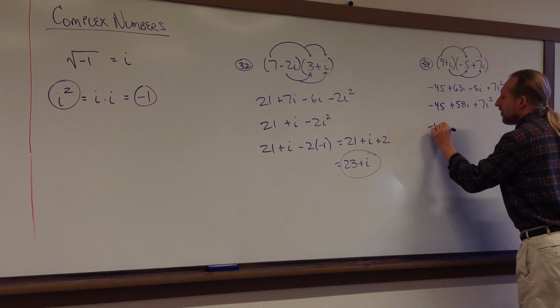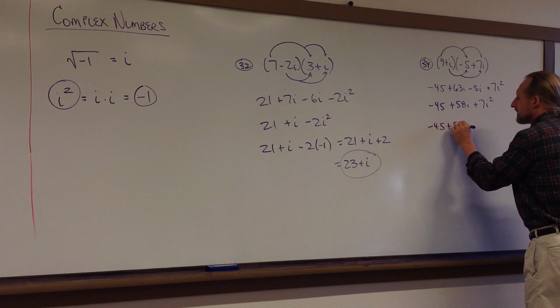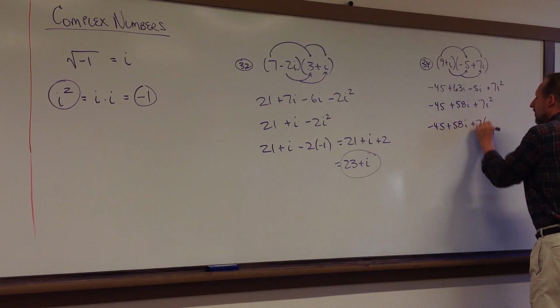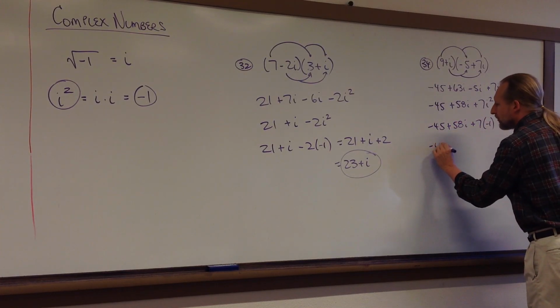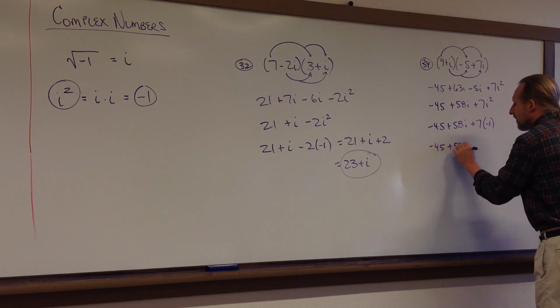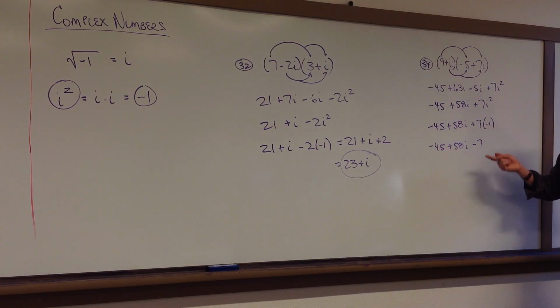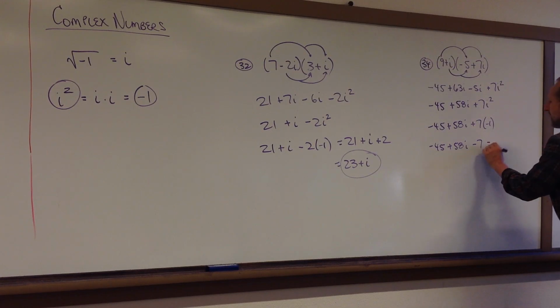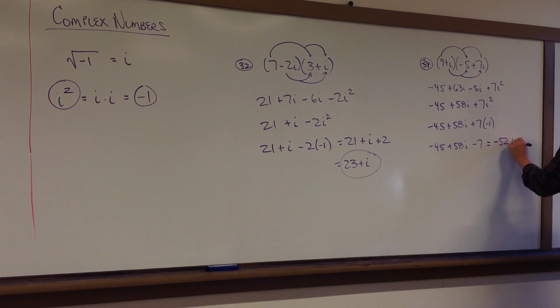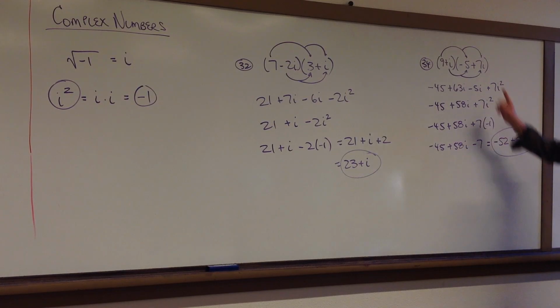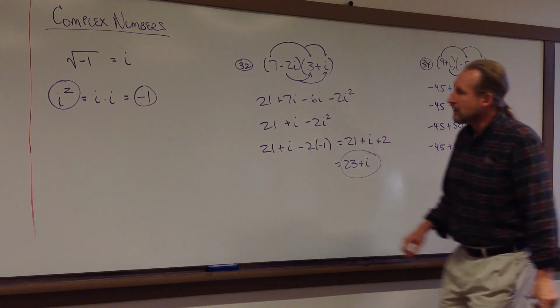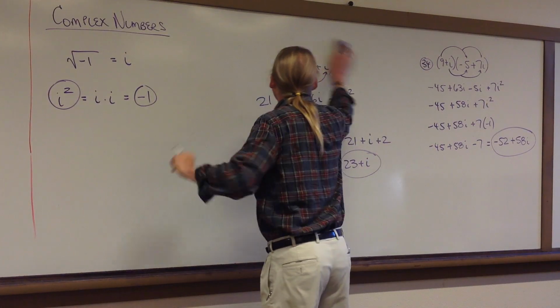And then replace that i squared with a negative 1. So negative 45 plus 58i minus 7. Now you've got a negative 45 and a negative 7. That makes negative 52 plus 58i. And that's our answer for multiplying those two complex numbers together.